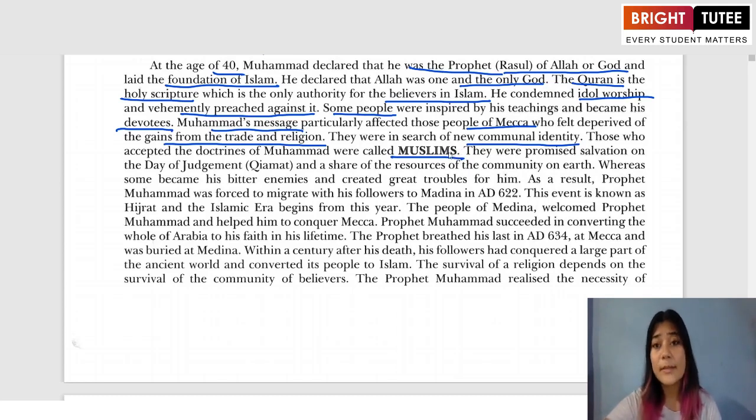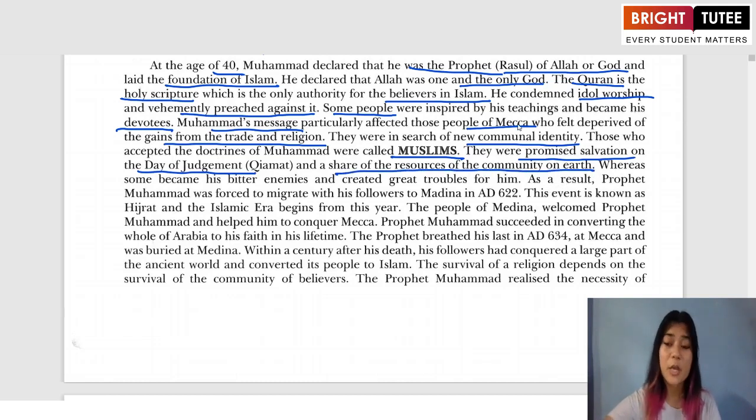Now, the Muslims were promised salvation, or freedom, on the day of judgment, and a share of all resources of the community on earth. So the believers were promised that for believing in the one and only Allah, on the last day of judgment, there would be a day where people would be judged on the basis of their deeds, on the basis of how they lived on earth. So on that day of judgment, they would be provided salvation, and they would also get a share of all the resources of the community on earth. All right.